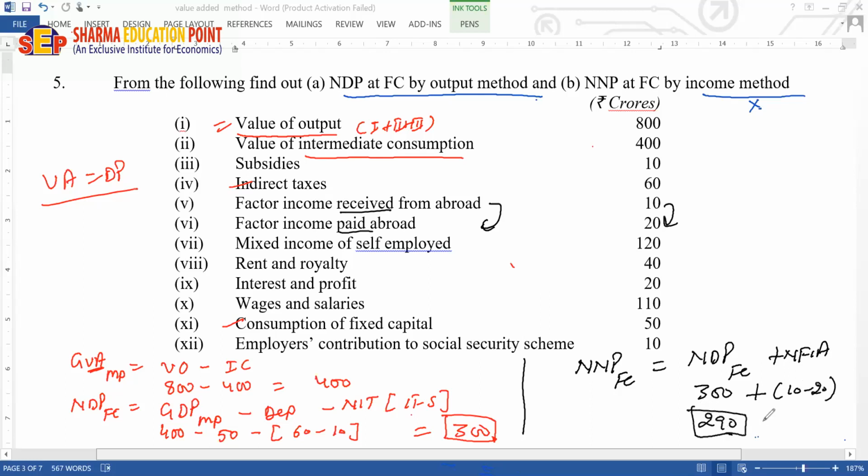So it is 290 crore. But the point to be noted is that this is not your answer. Your answer is 300 because it has been asked NDPFC by output method. So only by the output method you have to find this. If you do this extra, the teacher may even cut your marks. So you only do as much as is asked. So take a screenshot of this one.